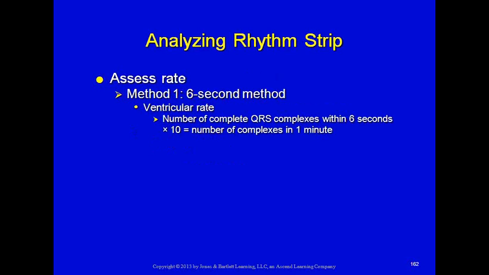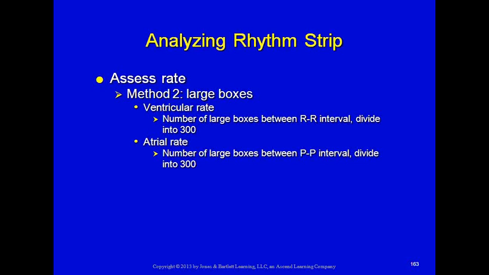One method is the 6-second strip method. And back a couple slides, you'll note that on ECG paper, they'll put 3-second marks at the very top of the paper. So 2 of those 3-second marks would be 6 seconds. And I can count the number of complexes in a 6-second strip and take that times 10, and that will give me the number of heartbeats in a minute.